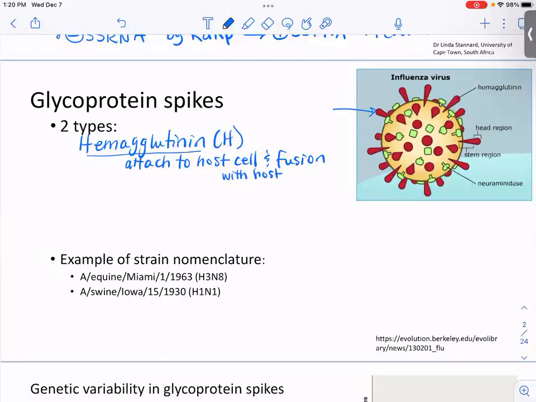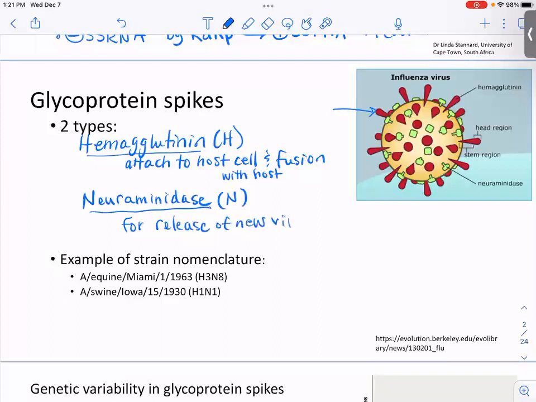So that's hemagglutinin, and then the smaller green spike that you see there, that's neuraminidase. So we'll abbreviate that N. And that's necessary for release of the new virion from the host cell.